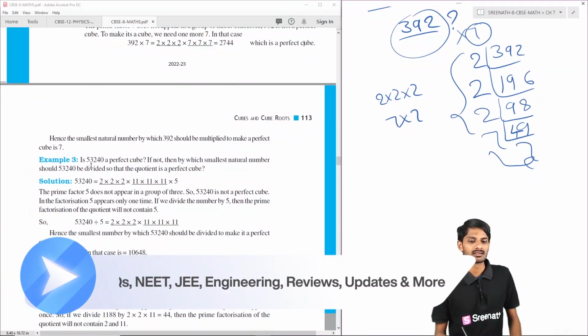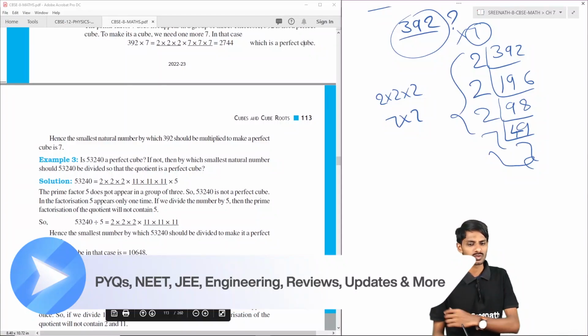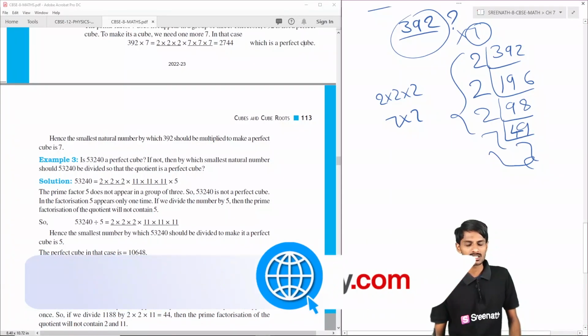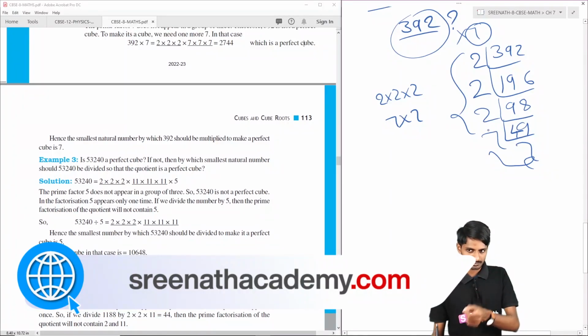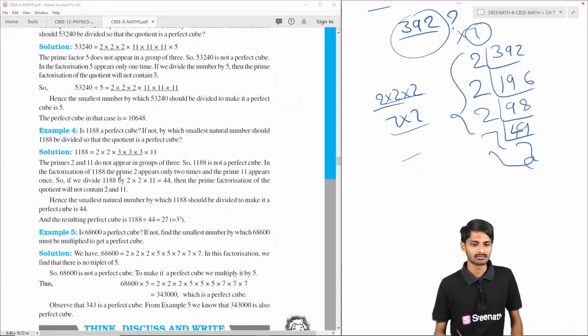Here there is 53240. Is it a perfect cube or not? Same procedure, students. If not, then by which smallest natural number should it be divided so that the quotient is a perfect cube? Do the same thing, students. Find the prime factors and make 3 as one group. The remaining extra terms, which are like having 2 or 1, such number has to be divided.